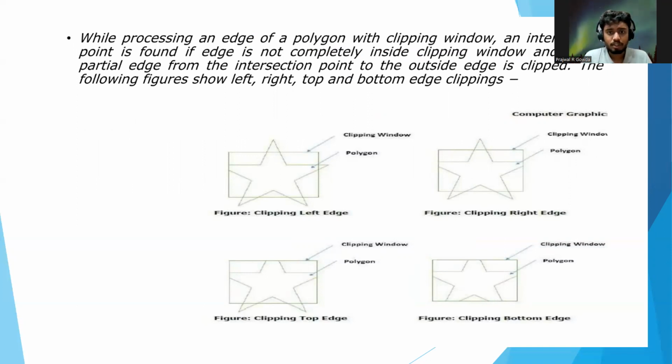Clipping left edge: here, the polygon on the left side is clipped inside the clipping window. In the next figure, the polygon on the right side, which is outside the clipping window, has been clipped inside the clipping window. The figure at the bottom refers to clipping the top edge. The polygon which is outside the clipping window has been clipped inside the clipping window. At last, the bottom polygon, which is outside the clipping window, has been clipped inside the clipping window.